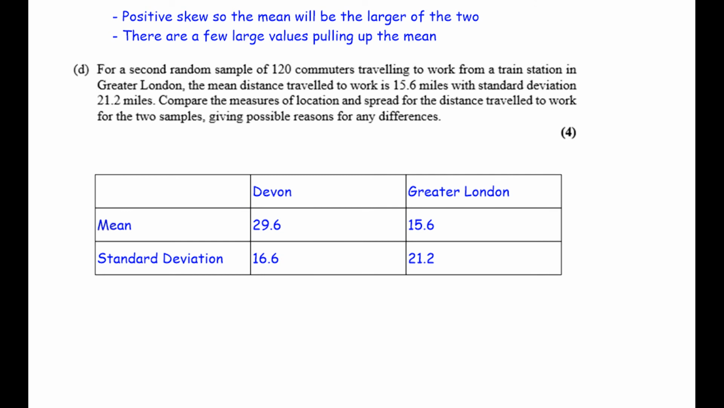What might be a reason for this? Well, with Devon being more rural than London, people will need to travel further to get to industrial places or to get to business centres or to get to their places of work, whereas Greater London is a lot more compact and people's workplaces are just likely to be closer to them.